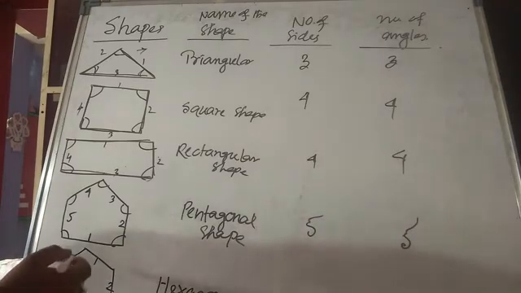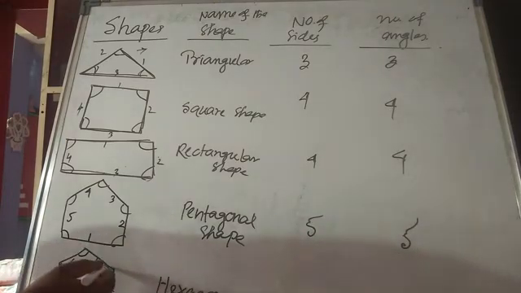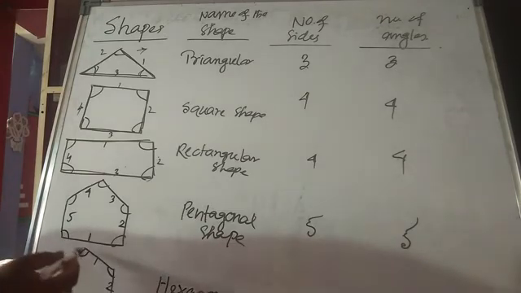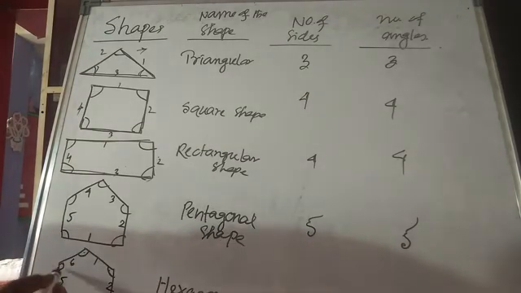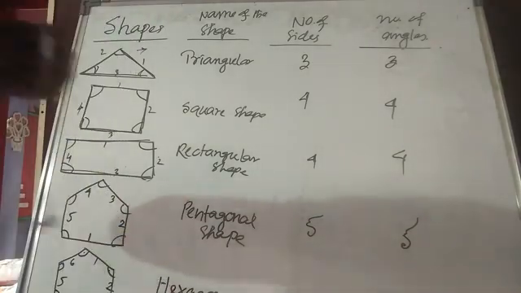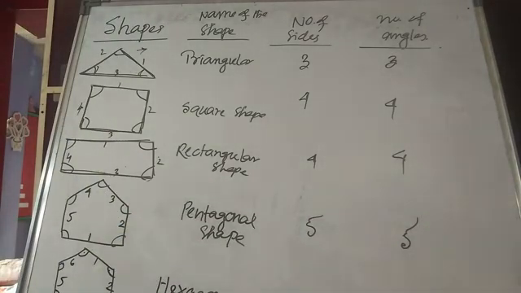Number of angles, as I told you, the number of sides it has, the number of angles will be the same. You see 1, 2, 3, 4, 5, 6. So the number of sides and number of angles is the same.